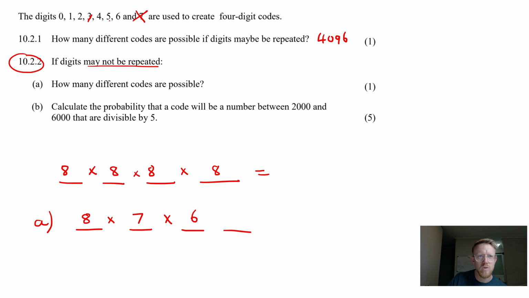Let's say you chose the 5. And so how many numbers do we now have left over? Now we still have 5, because now the digits may not be repeated. So if you had to go work this out now, 1,680.